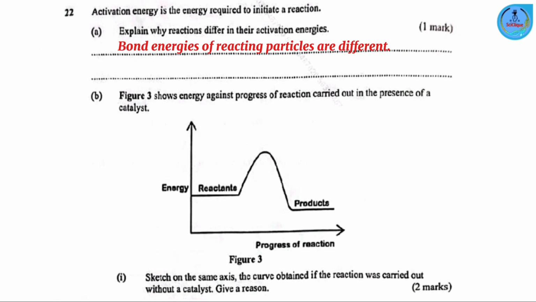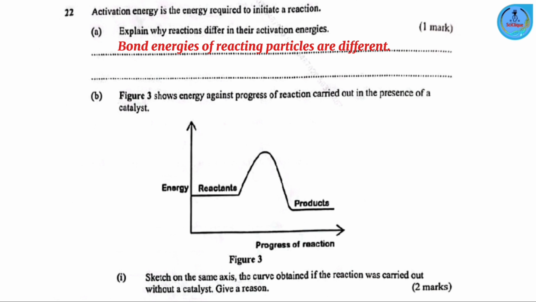Part B. Figure 3 shows energy against progress of reaction carried out in the presence of a catalyst. Okay, so what happens is that the catalyst usually lowers the activation energy. We talk about catalysts speeding up the rate of a reaction, but how they do so is by lowering the activation energy. So if less energy is required, that means that the reaction can occur very quickly.